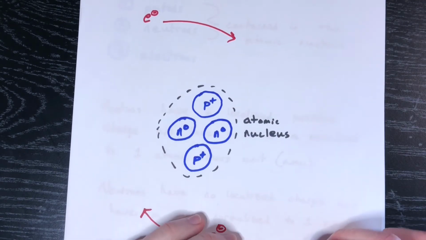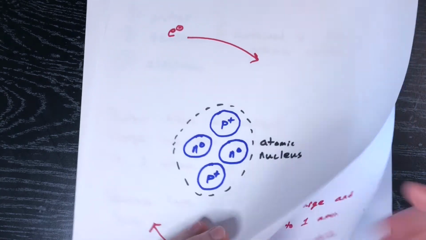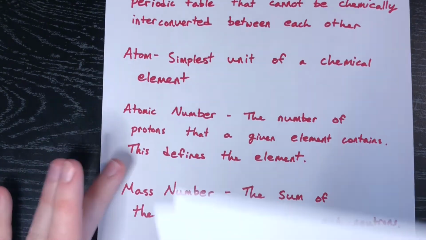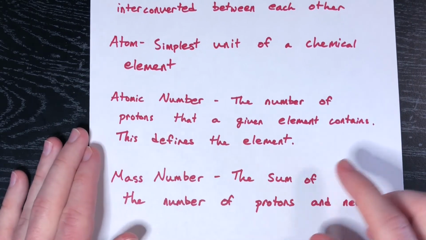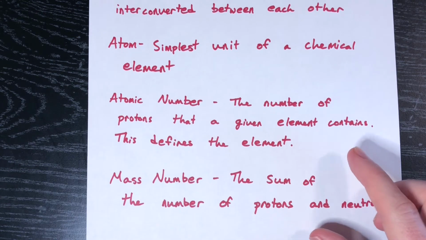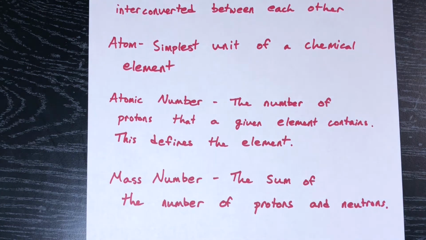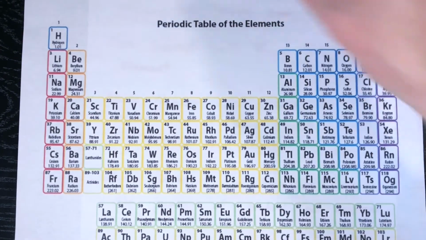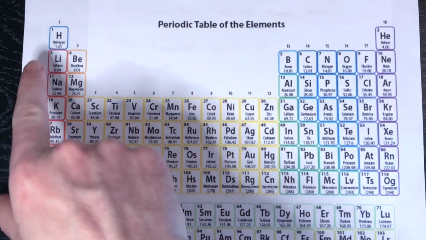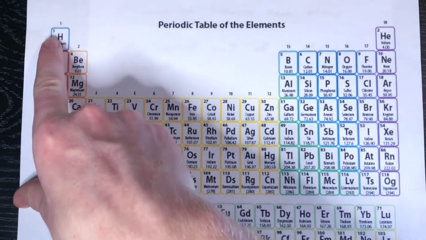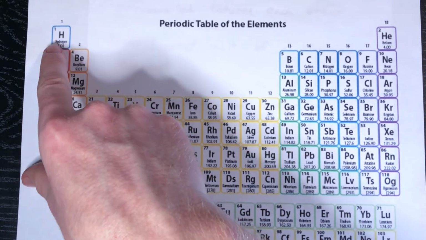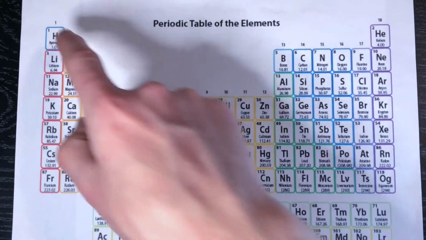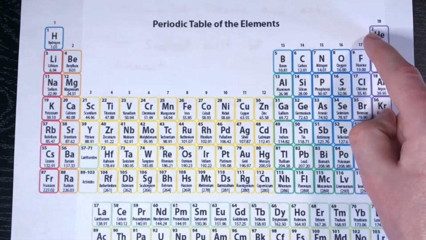And that leads me to my next point, which is the atomic number. The atomic number is defined as the number of protons that a given element contains, and this defines that element. Okay, so the periodic table is organized in order of increasing atomic number. So hydrogen is element 1, its atomic number is 1. What that means is its atomic nucleus has 1 proton. Helium, for example, is element 2.